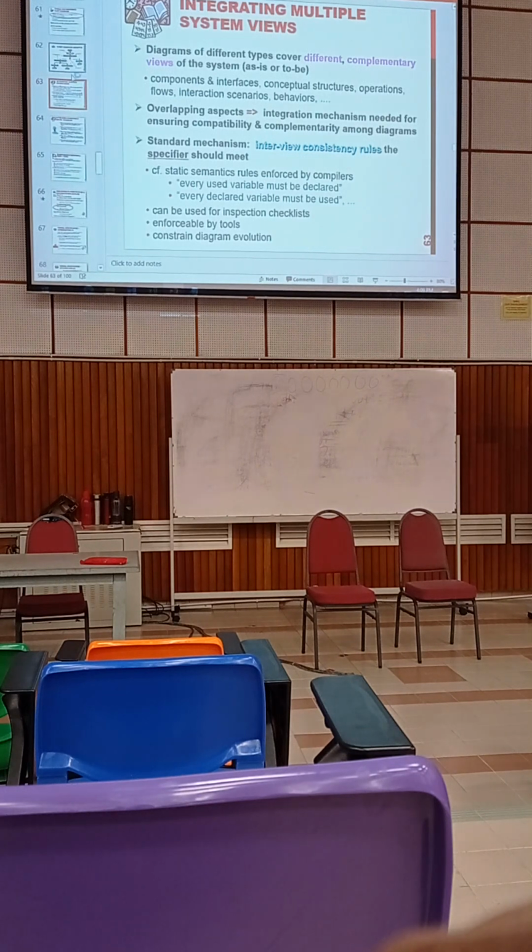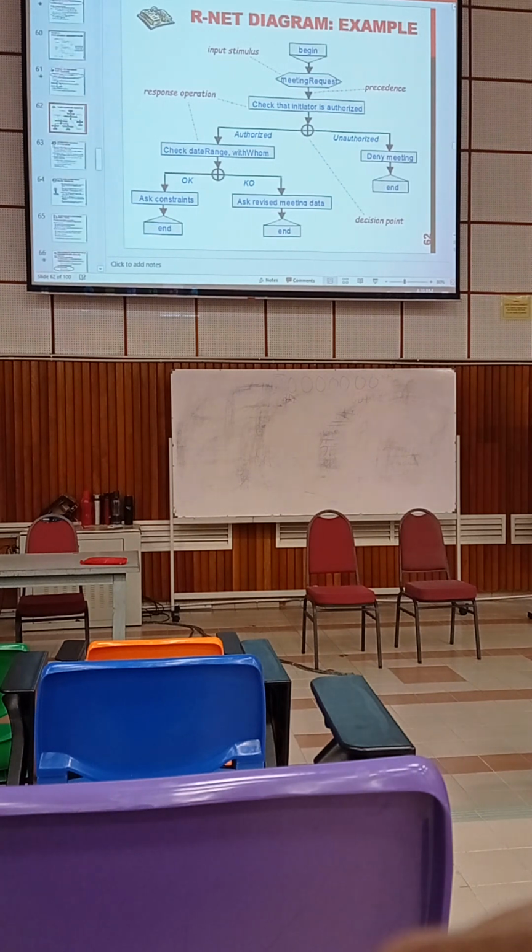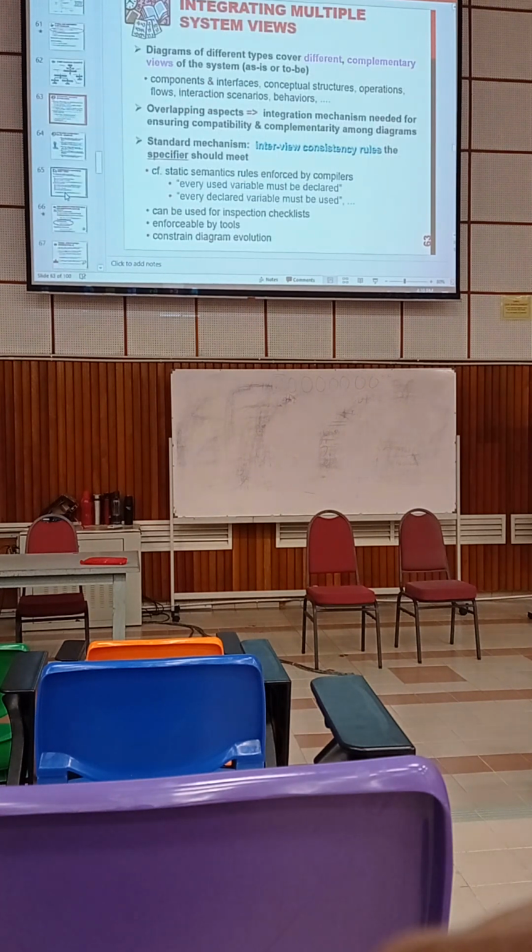Okay, so this is another diagram. I went through this in the previous lesson also. So this is called R-NAT. You can use logical operators such as or, and, to combine different conditions or requirements, to flow the system, or to show the output. So this is another diagram that also comes under the diagrammatic approach. Okay, what else? Integrating multiple system views.